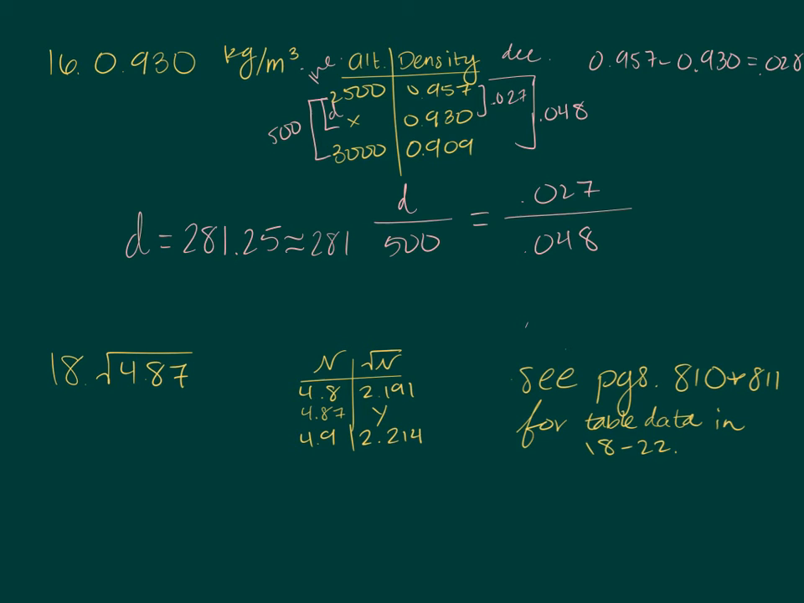To figure out how high in altitude we went, we add 2,500 to 281. That will be approximately 2,781 meters. So at 2,781 meters, we have a density of 0.930 kilograms per meter cubed.